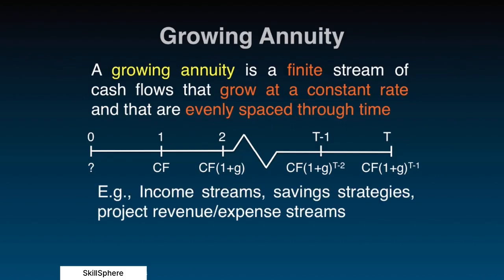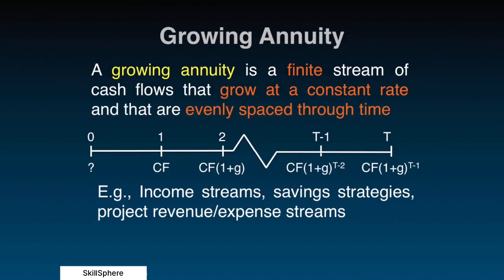Certain income streams, for example, your work. You might imagine that your salary grows at some constant rate G, or approximately some constant rate G. Certain saving strategies, maybe you want to save a certain amount each year, but you want that amount to grow with your growing income stream. In corporate finance, certain project revenue and expense streams will often grow at a near constant growth rate. So it's a really useful approximation to many cash flow streams we'll come across in practice.